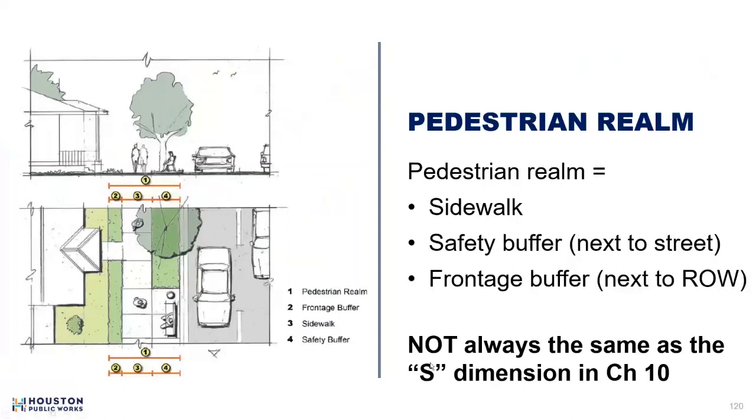One thing to note: we've talked in the past about an S dimension, and that's still referred to in the IDM. The S dimension is basically the outside-the-curb dimension. It's related to the pedestrian realm, but it is not always the same as the pedestrian realm, as I will show you here.